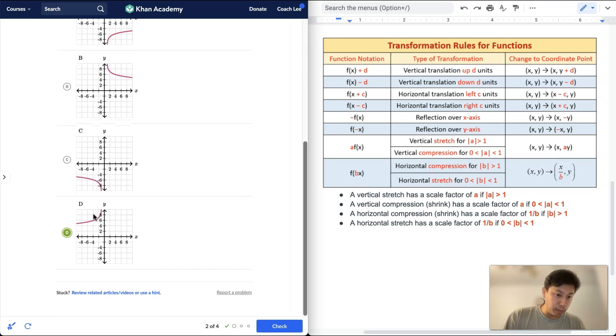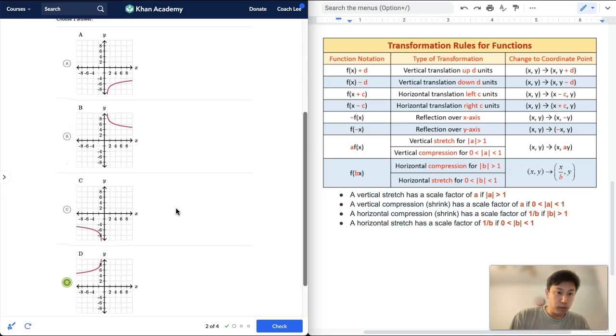Option D is the only one that ends up in that top left quadrant, quadrant 2, if you know your numbers. Okay, so reflecting over both. Do one at a time, but it should be option D.